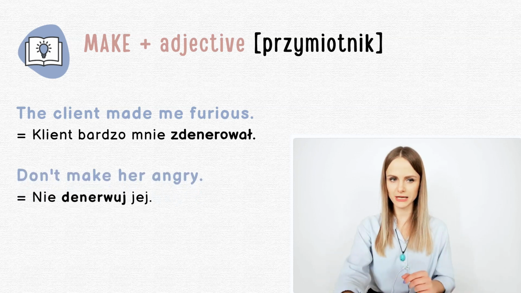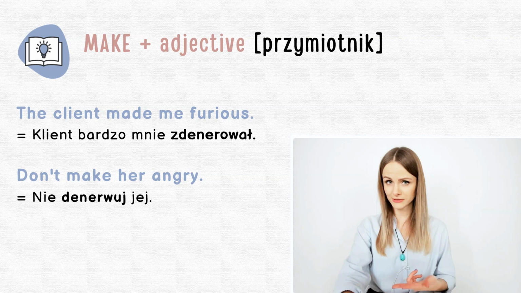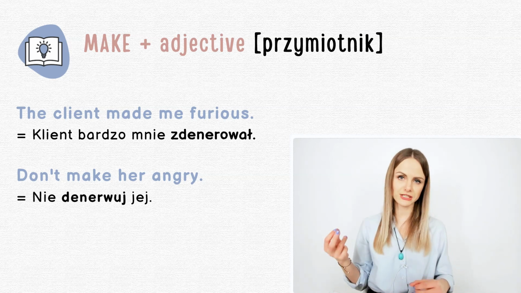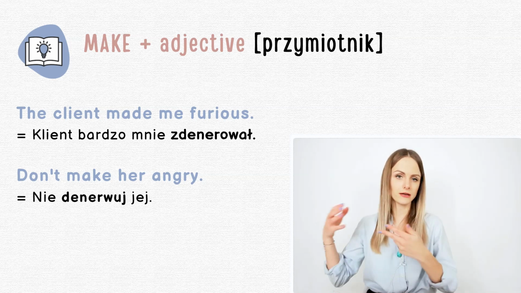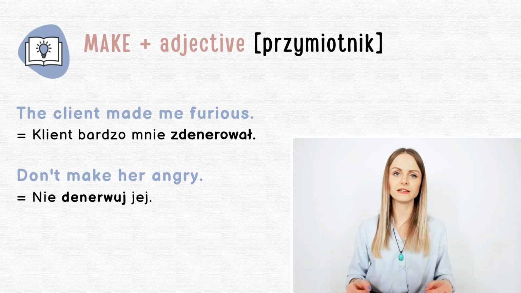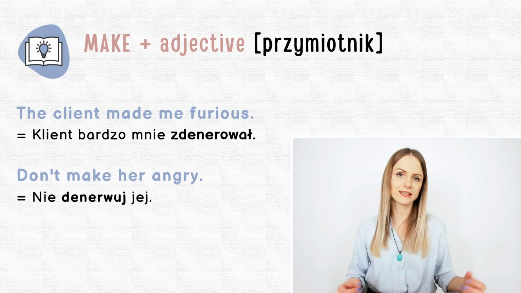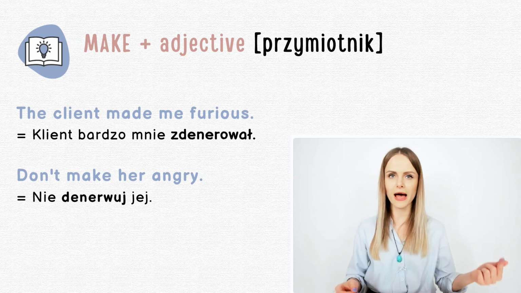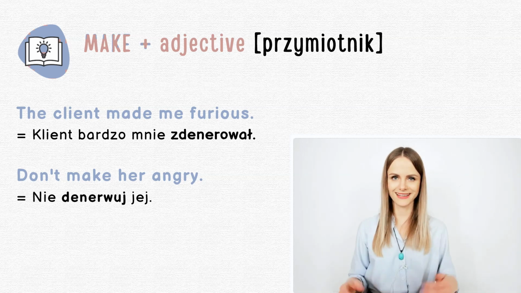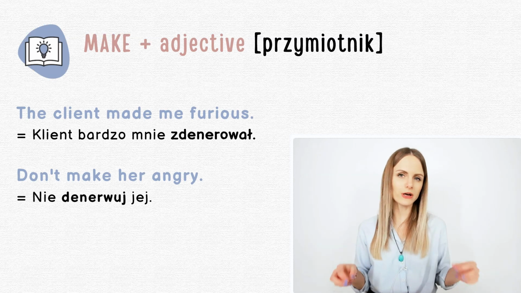Another example, possibly. Don't make her angry. So you see here we actually have this imperative, tryb rozkazujący. So don't make her angry, right? But you see everywhere we have this adjective, make somebody angry, frustrated, furious, right? But of course, this verb make can be used in different tenses, present simple, past simple, future simple. You can use imperatives, right? So I suppose this one is quite easy.